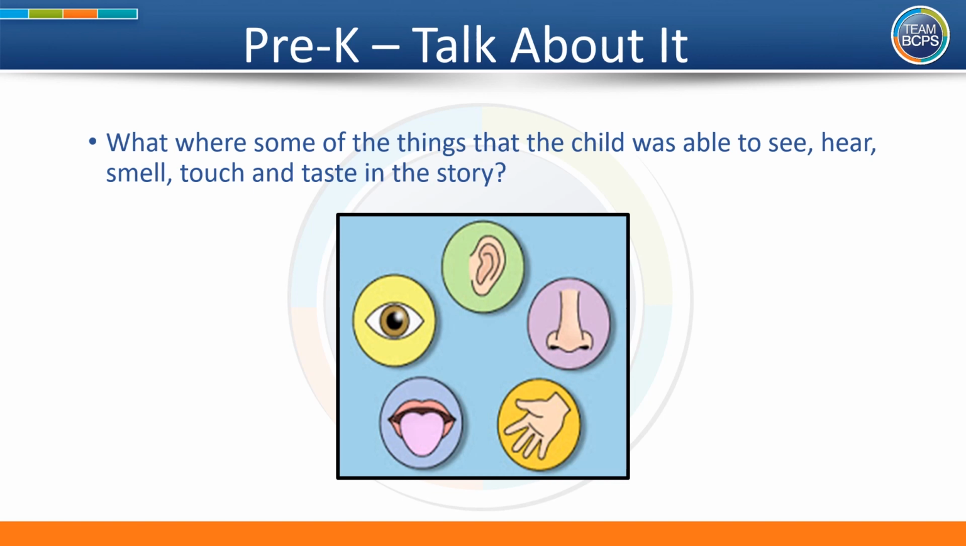Now let's take some time to talk about our story. Find a family member at your home that you'll be able to talk about the story with. Did you find someone? All right, way to go. The first question I would like you to talk about with your family member is, what were some of the things that the child was able to see, hear, smell, touch, and taste in the story? Think about those illustrations that we paid close attention to as we read the story. I'll give you a few moments to share with your family member.